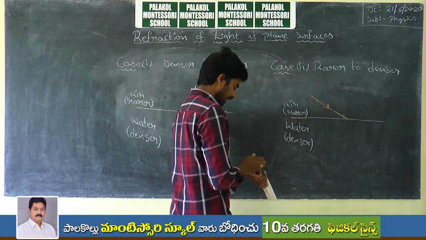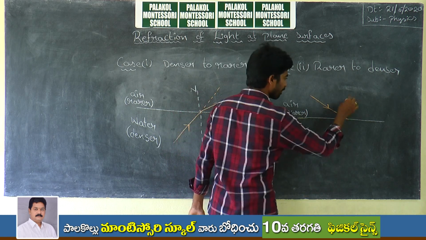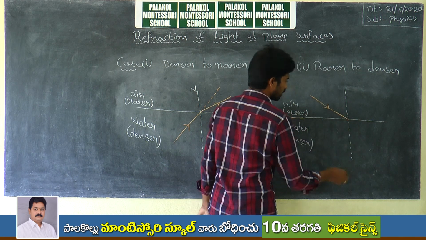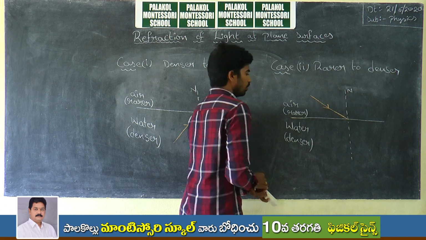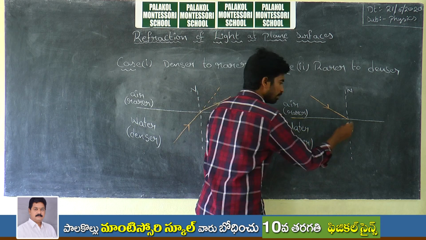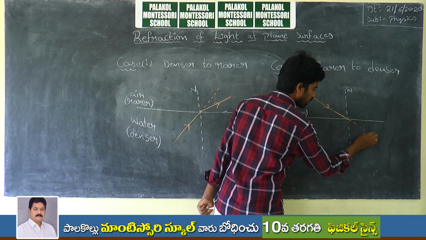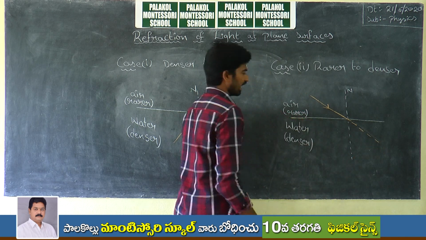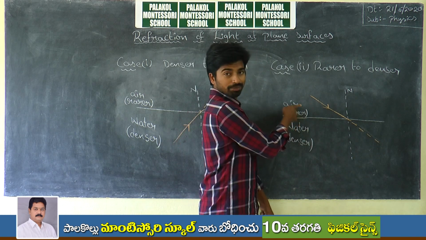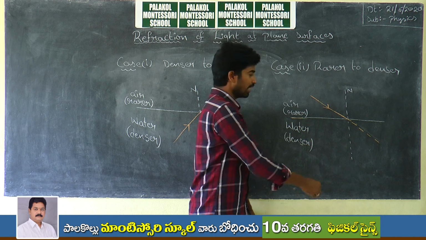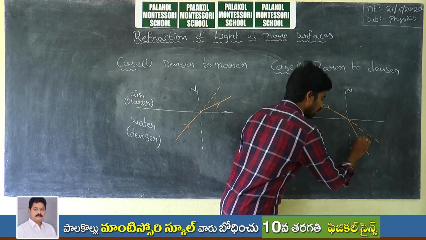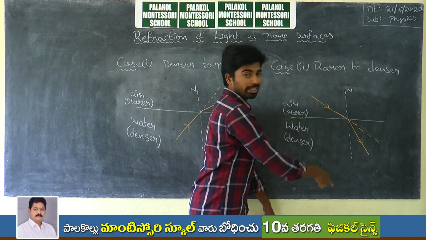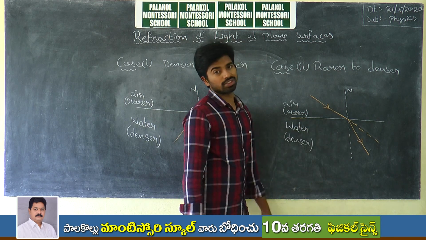To know the angles, we need to draw the normal line. This is the normal line N. This is the actual path of the light ray. When light travels from rarer to denser medium, it will bend towards the normal.